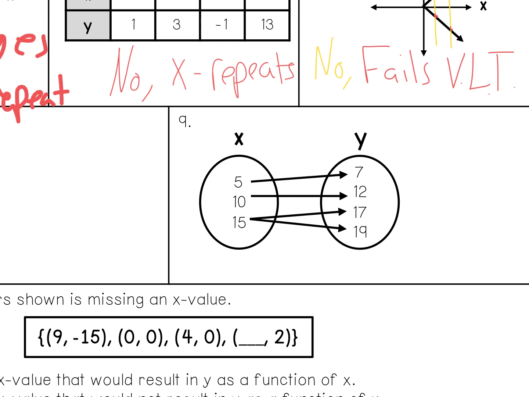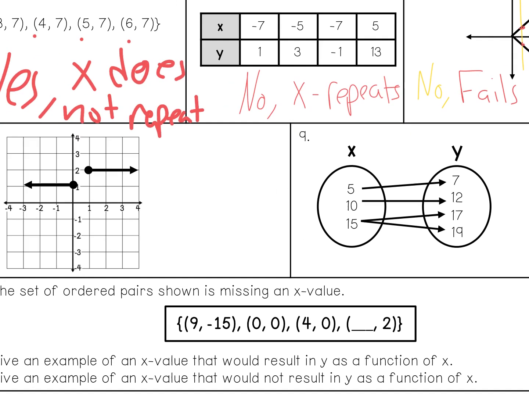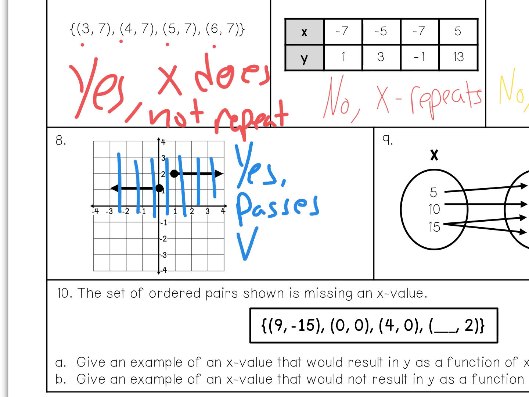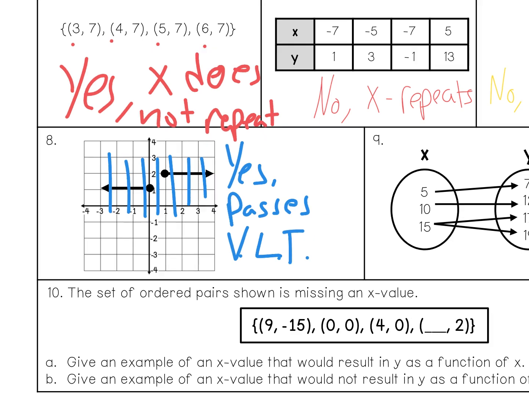Okay. Number 8. Do you agree or disagree with what they put for number 8? I agree. I mean, you can say you agree because they're the people that made it, right? But why does what they put make sense? Because it passes the vertical line test. So if I draw lines, nowhere does it cross both of those at the same time. So the answer is yes, and it passes VLT, vertical line test. Sounds like BLT.